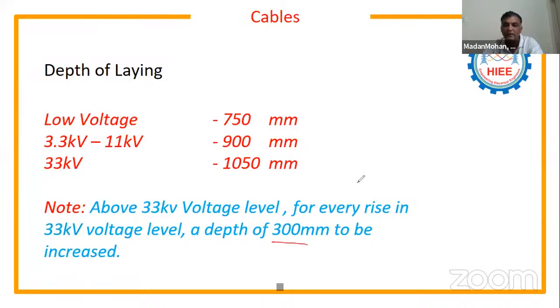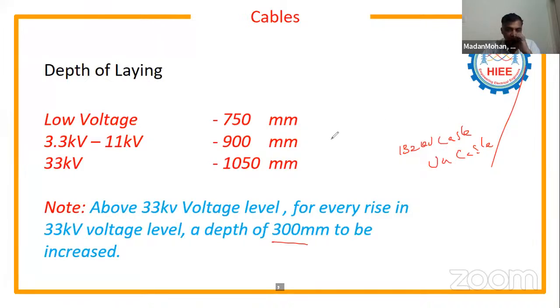For example, let me take a 132 kV cable, and you are going with the UG cable, underground cable. What is the depth of laying here for 132 kV? Can anybody tell me? For every 33 kV, I told you the depth of laying is going to increase by 300 mm. What should be the depth of laying for 132 kV? Guys, 1950 is the right answer.